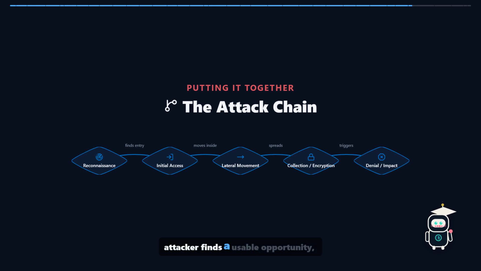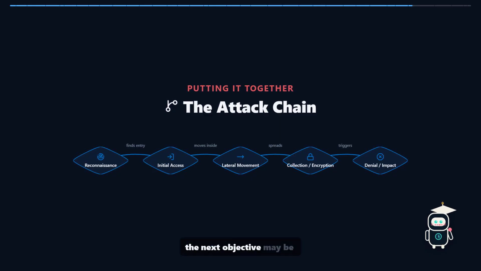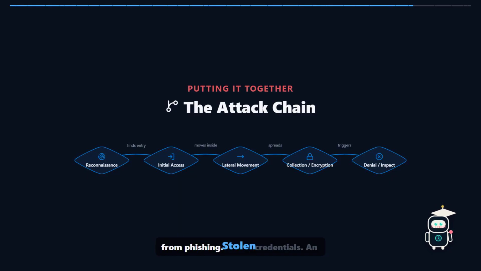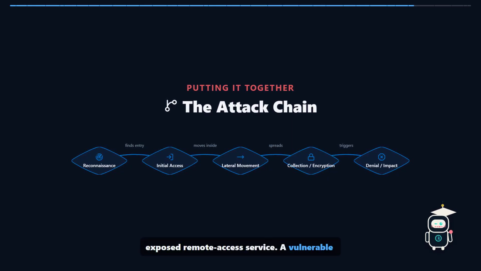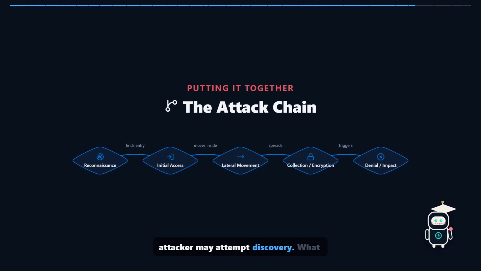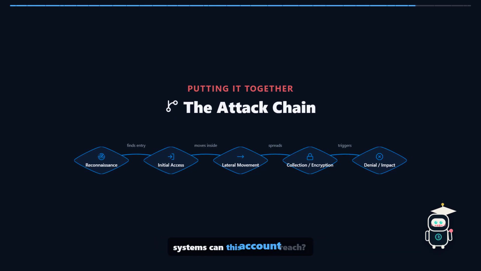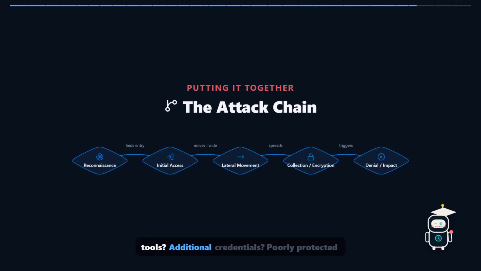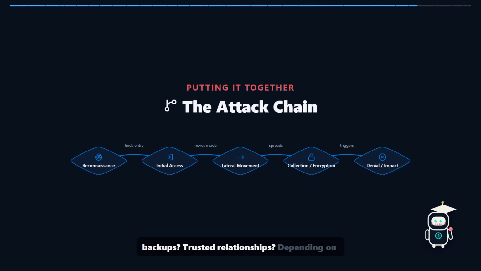If the attacker finds a usable opportunity, the next objective may be initial access. That could come from phishing, stolen credentials, an exposed remote access service, a vulnerable application, social engineering, or another weakness. After gaining access, the attacker may attempt discovery. What systems can this account reach? What privileges does it have? Are there file shares, administrative tools, additional credentials, poorly protected backups, trusted relationships?